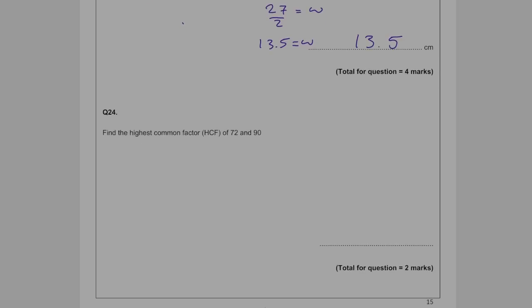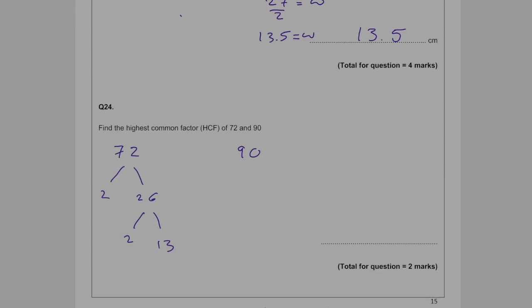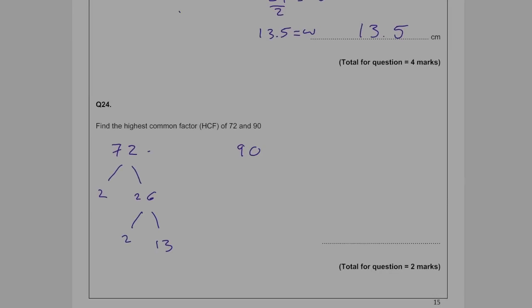Okay, question 24. Find the highest common factor of 72 and 90. Right, so I'm going to break these two numbers down using factor trees. And again, with a factor tree, I always have a very clear method. I always take off my lowest factor first of all, because when I get to the end, that's what I want. So 72 is 2 times 2 times 13.